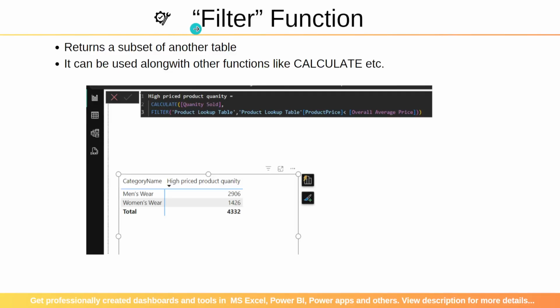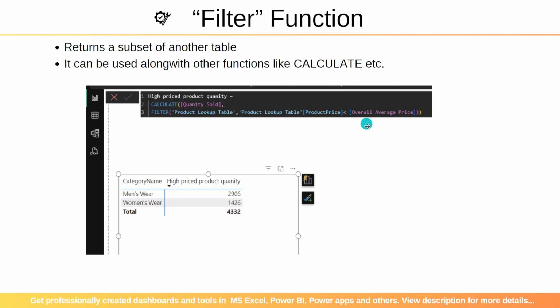Let's understand the filter function in Power BI. The filter function brings another table based upon certain conditions, or we can say it brings a subset of another table, and it can be used along with other functions like calculate.